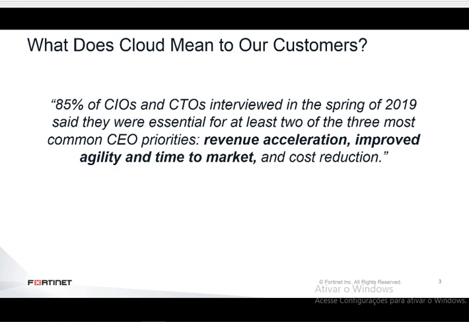Cloud computing is a key element in the digital transformation that many of our customers are undergoing. In fact, Fortinet research found that 85% of CIOs and CTOs interviewed in the spring of 2019 said that it was essential for at least two of the three most common CEO priorities: revenue acceleration, improved agility and time to market, and cost reduction.